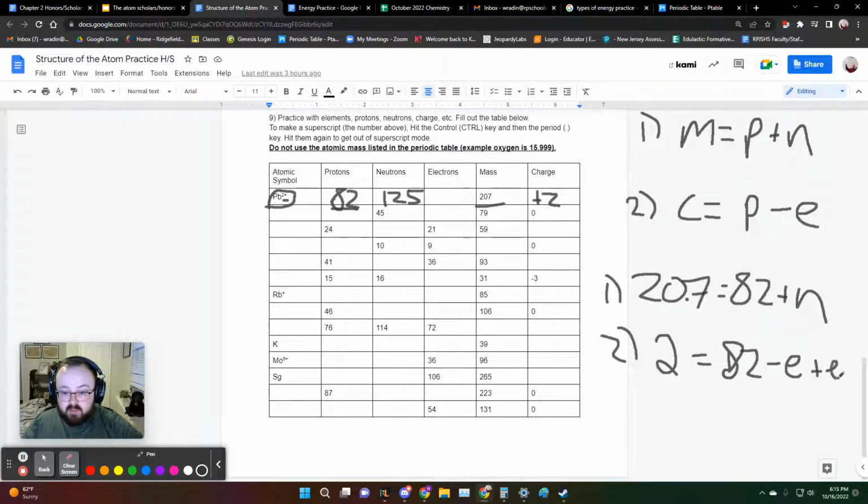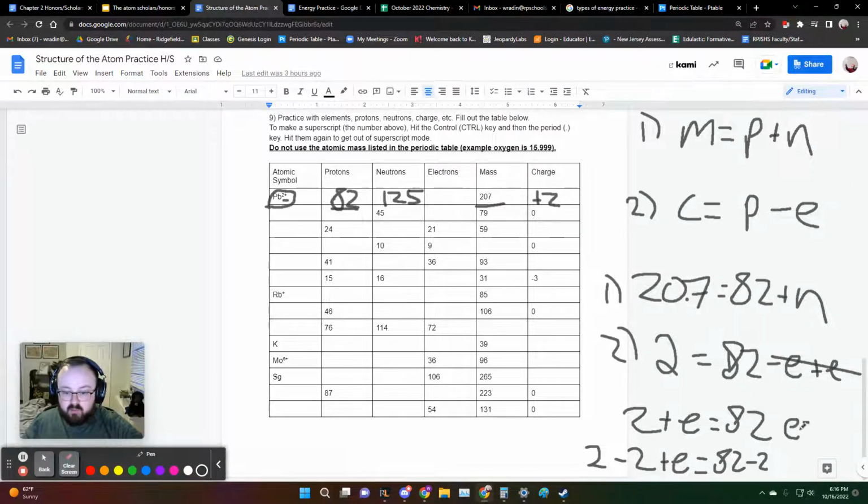All right, so we add e to both sides. 2 plus e is equal to 82. Negative e plus e, these cancel out. And then we get 2 minus 2 plus e equals 82 minus 2, and e equals 80. And there are 80 electrons.